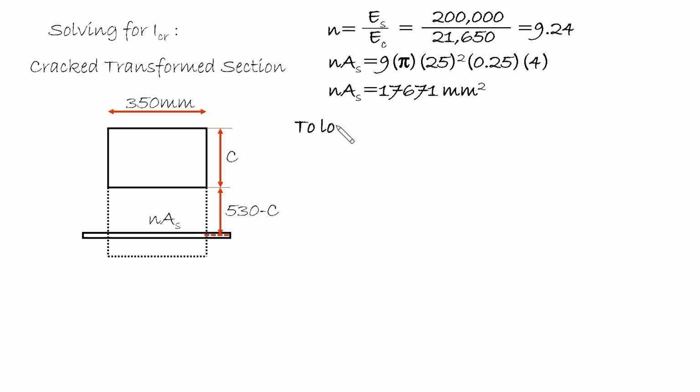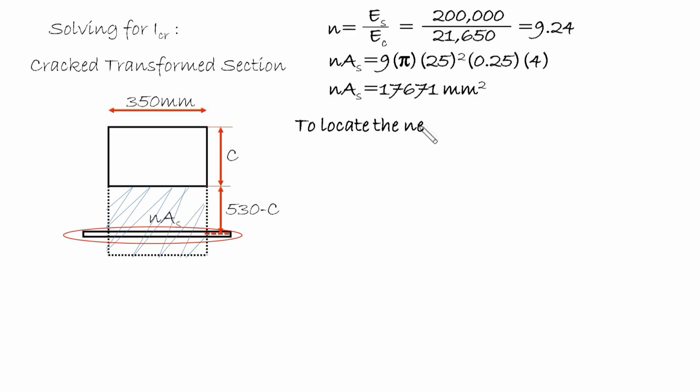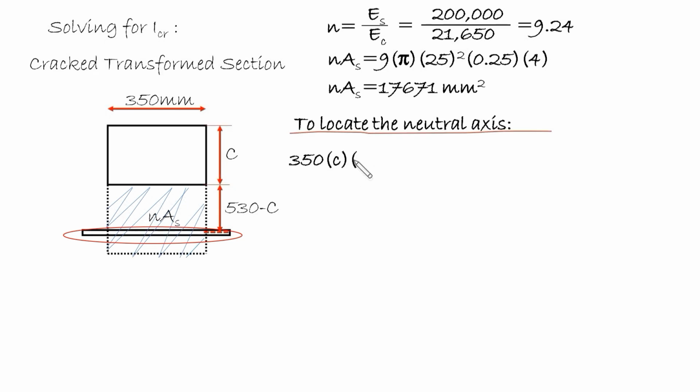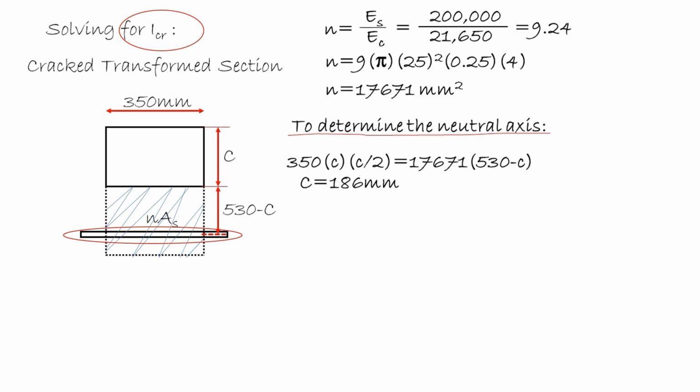Cracked transformed section diagram is all about removing concrete in this tensile region, and what is left herein is only the steel reinforcement that resists tensile stress. So as I mentioned earlier, in the absence of concrete in this region, the moment of inertia of this section changes, and we are going to calculate herein what we call the cracked moment of inertia, Icr, which is necessary in calculating the effective moment of inertia, Ie.